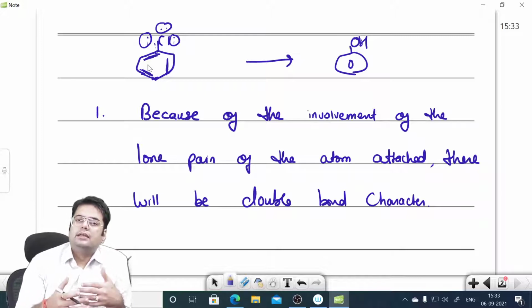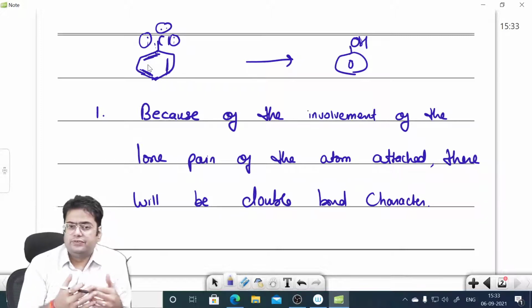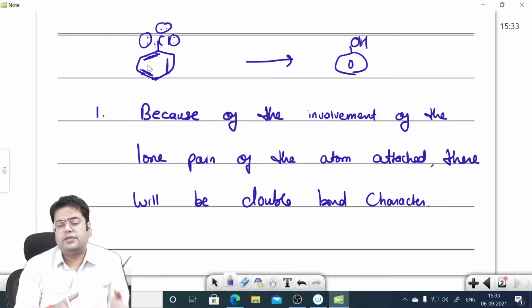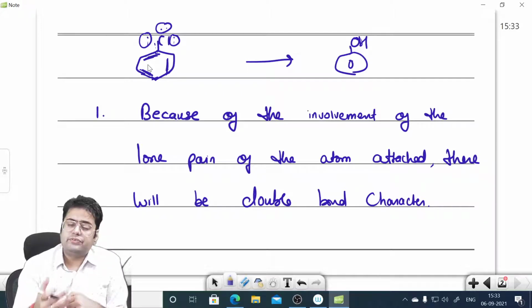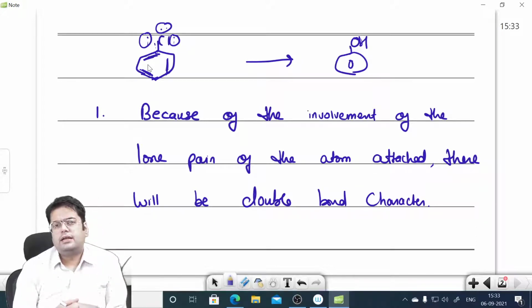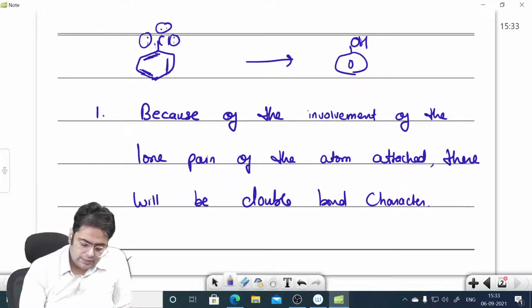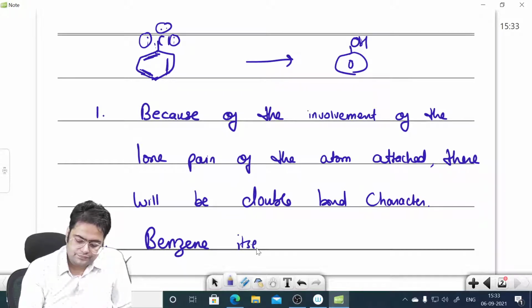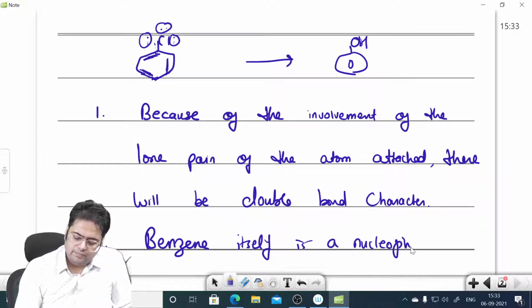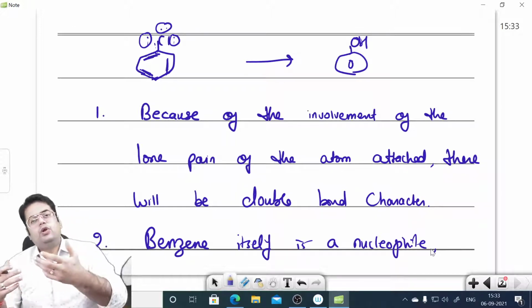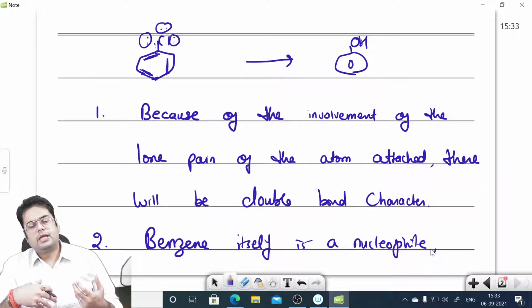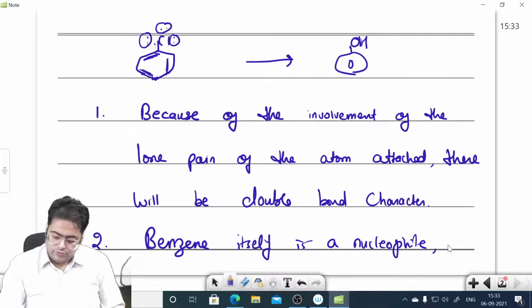So the chlorine and this benzene ring are involved in this delocalization of pi electrons, which is better known as resonance. And because of this resonance, this chlorine and this benzene are bound together pretty well. And in this case, chlorine is not going to behave as a good leaving group. The second thing is benzene itself is a nucleophile. So how can we believe that it will allow a nucleophile to come towards it? There is going to be a strong repulsion, so it will repel.